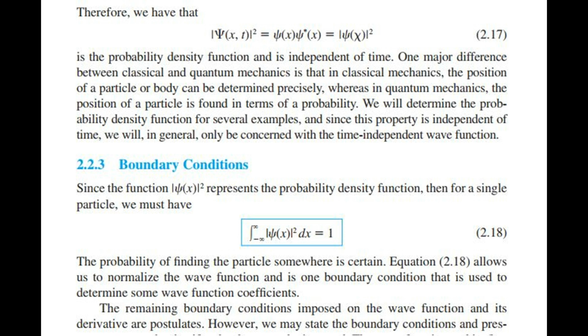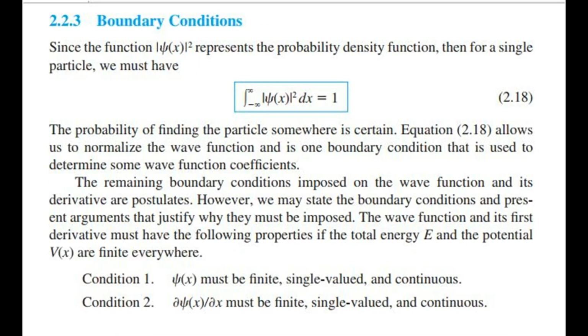Equation 2.18 allows us to normalize the wave function and is one boundary condition that is used to determine some wave function coefficients. The remaining boundary conditions imposed on the wave function and its derivative are postulates. However, we may state the boundary conditions and present arguments that justify why they must be imposed. The wave function and its first derivative must have the following properties if the total energy E and the potential V(x) are finite everywhere.